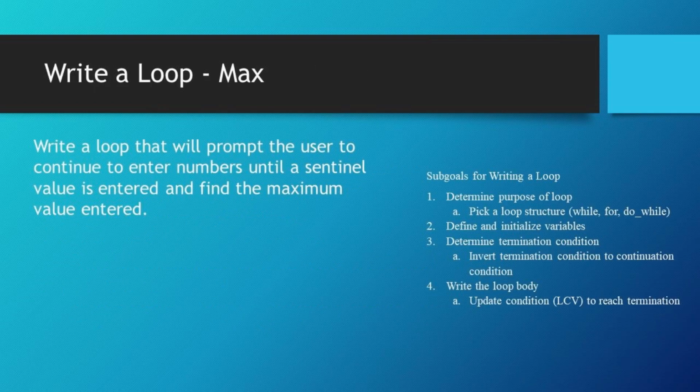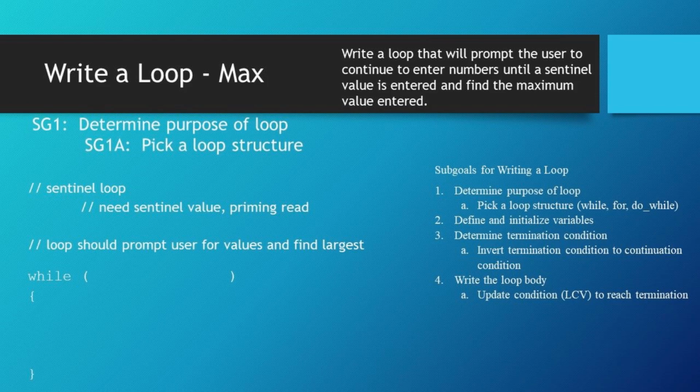We want to write a loop that will prompt the user to continue to enter numbers until a sentinel value is entered, and find the maximum value of all the values entered. For subgoal 1, we determine the purpose of the loop. In this example, we want the user to enter values until a sentinel value is entered. When using a sentinel value, we usually will want to use a sentinel loop. Generally, while loops are a good choice for sentinel loops.